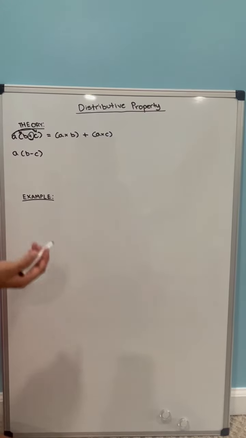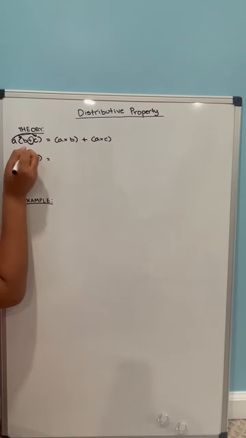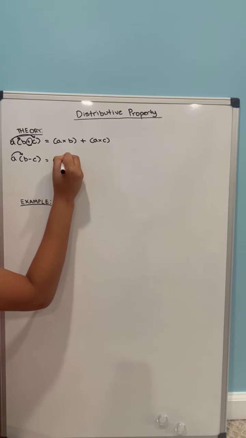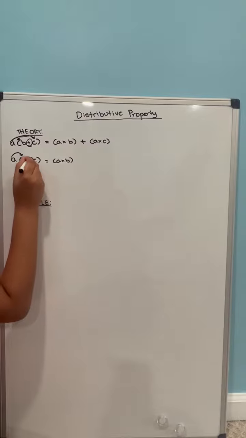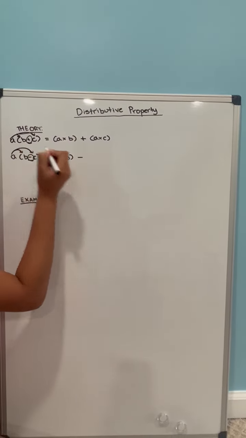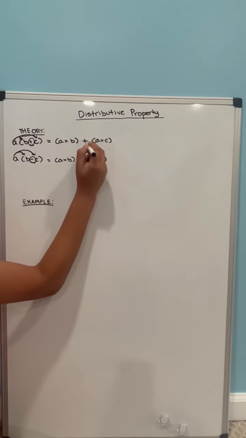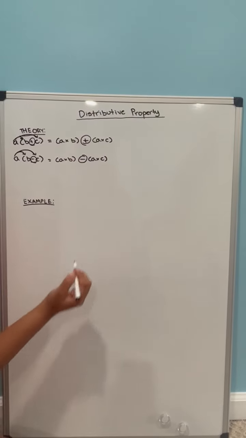Now you just do the same thing with subtraction. So you write again A times B, minus, then you have A times C. The only difference here is just the order of operation. Everything else is the same.